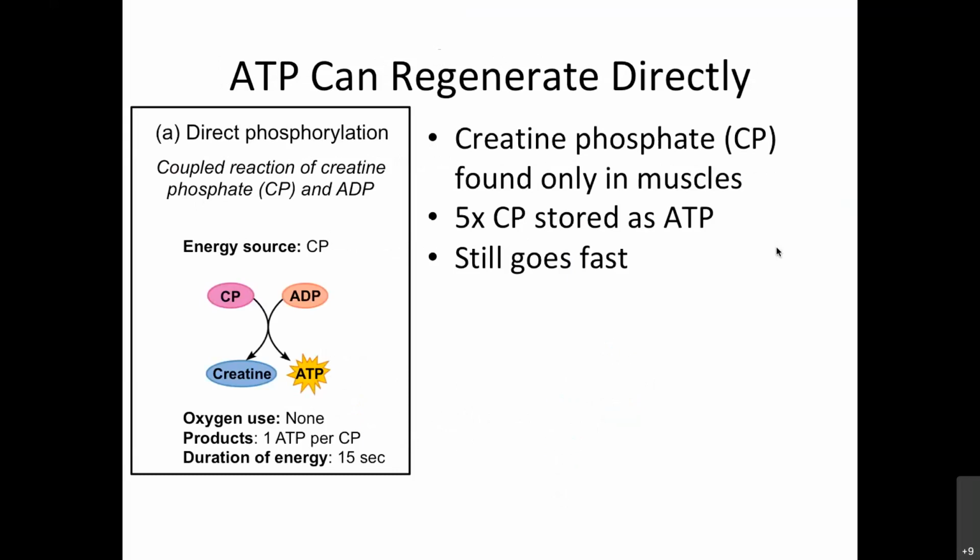The issue with direct phosphorylation, the issue with using creatine, is that we still don't have enough. We have enough for about 15 seconds worth of action. So all the creatine in your muscles will only give you less than a minute of activity. And that's because each creatine phosphate group can only make one ATP. So it goes pretty quickly.